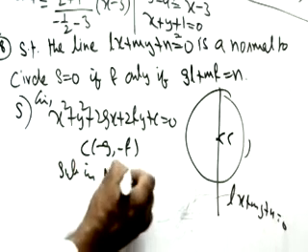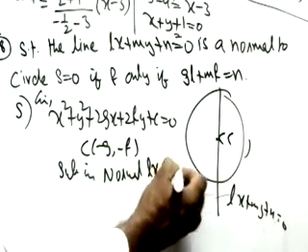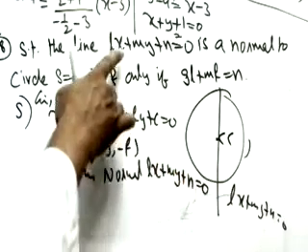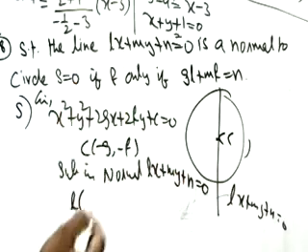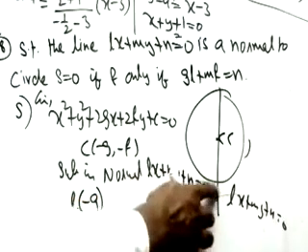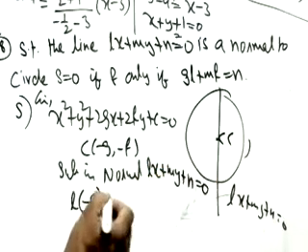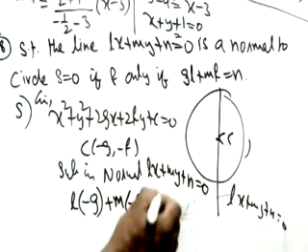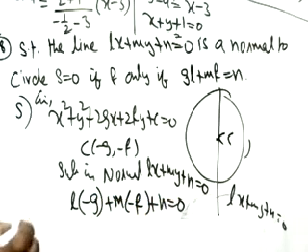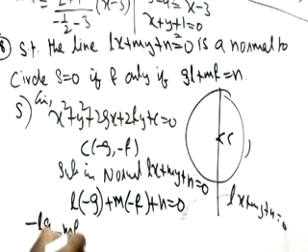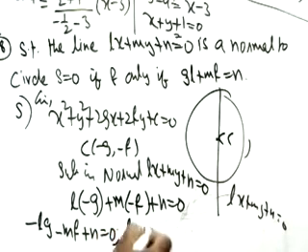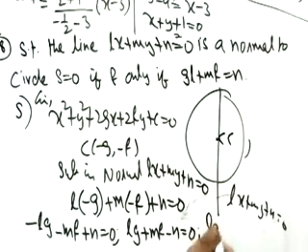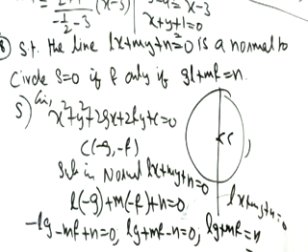Now let me substitute this in the normal. What is the equation of the normal? Lx plus my plus n equals 0. This is the given normal. So L into x is minus g. We are substituting the center because it is passing through the center, plus m into minus f, plus n equals 0. So this will be minus Lg minus mf plus n equals 0. If you take minus common, this will be Lg plus mf minus n equals 0. Bring minus n on the other side, it will be Lg plus mf equals n.